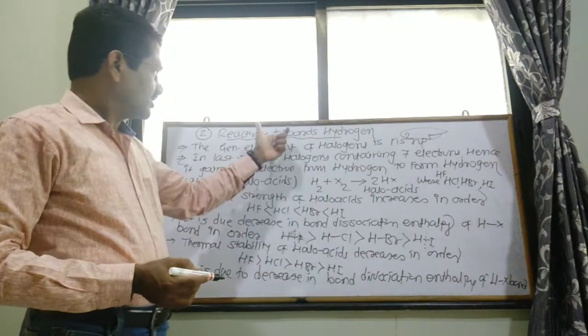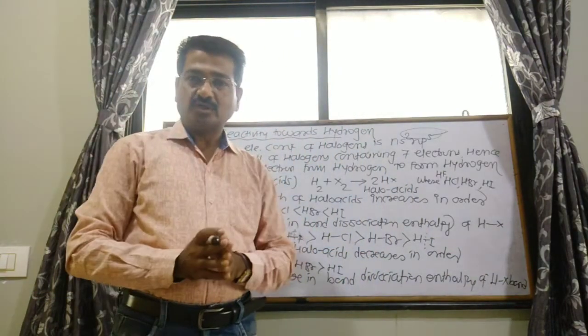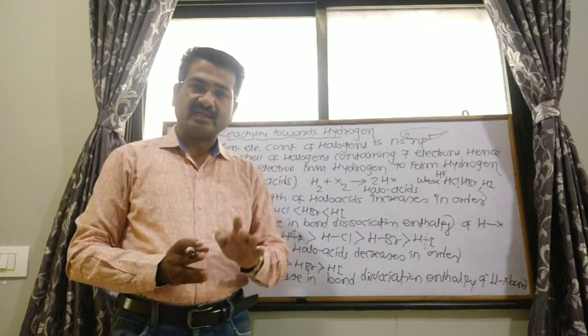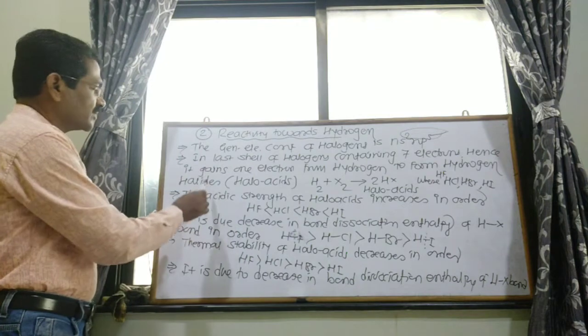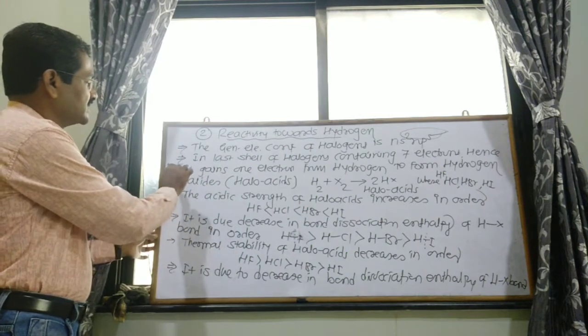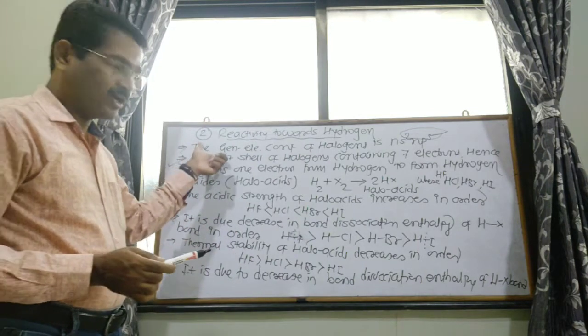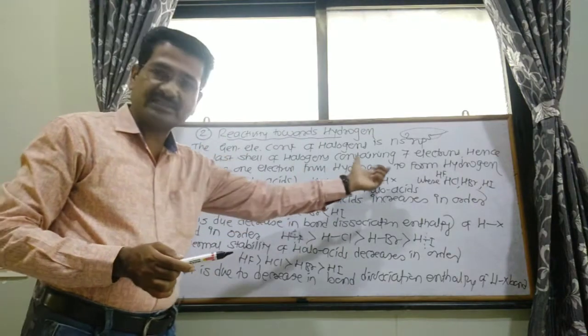HX bond. So this question can ask for 2 marks in board pattern. Then you may write 4 points. What are those 4 points? First of all, write the reactivity of hydrogen with halogens to form the haloacids.